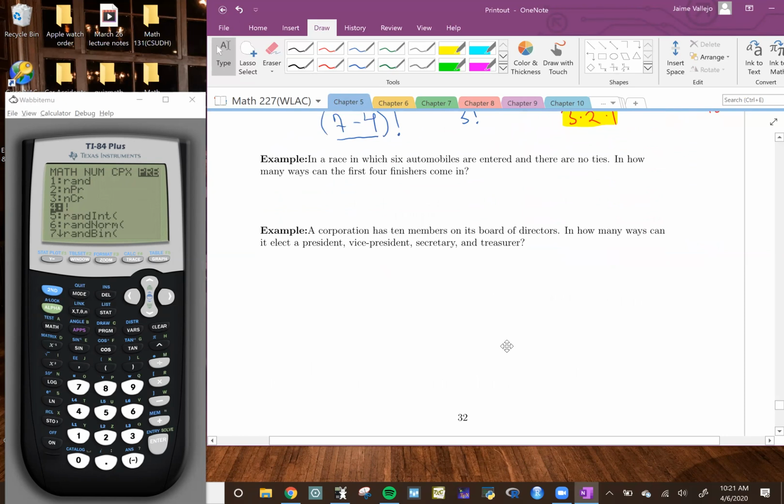So for this one, it said, in a race in which 6 automobiles are entered and there are no ties, in how many ways can the first 4 finish come in? So I'm going to show you why this is a permutation. First you have to look at n. Do we have n distinct objects? How many people are racing? 6. Can we assume that all 6 of them are different? Yeah. So we have 6 distinct objects.